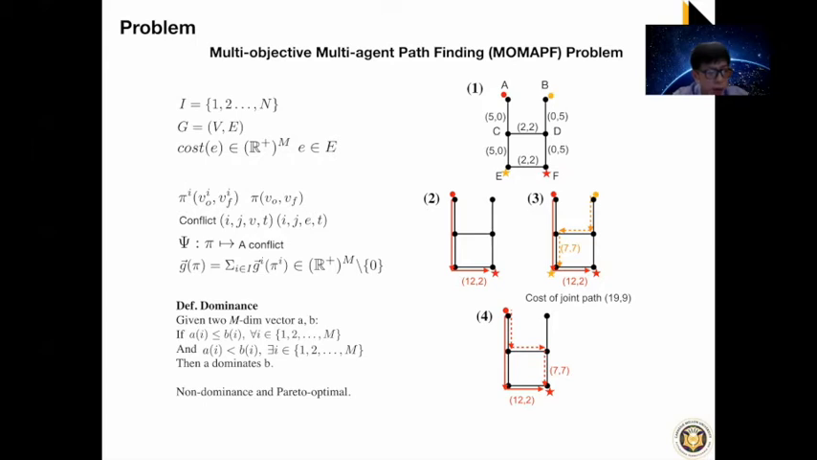For example, in figure 4, the red robot itself has two individual Pareto optimal paths with cost vectors (12,2) and (7,7). Clearly, neither of them dominates the other. And finally, in this MOMAPF problem, the goal is to find all conflict-free, cost-unique Pareto optimal joint paths for all agents.